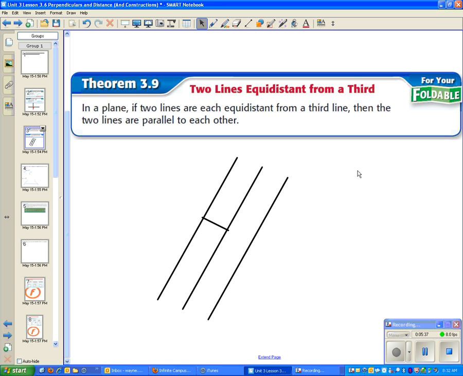All right, let's look at line A and line B. We see that the distance from A, well, let's name this one M. If we see that the distance from line A to line M is equal to the distance from line B to line M, then that's what equidistant means, equal distance. So the distance from A to M equals the distance from B to M. That means A must be parallel to B.